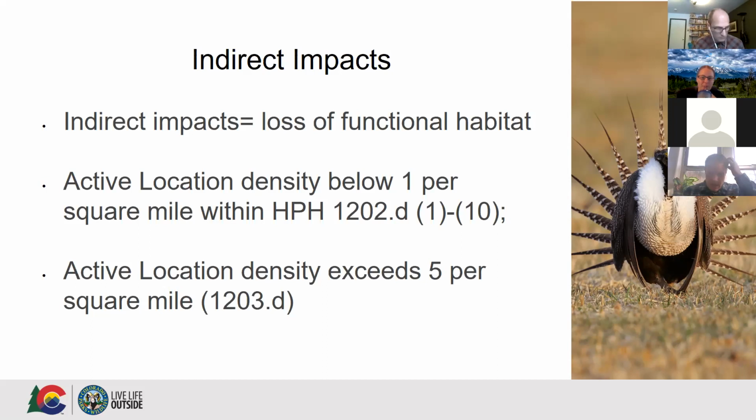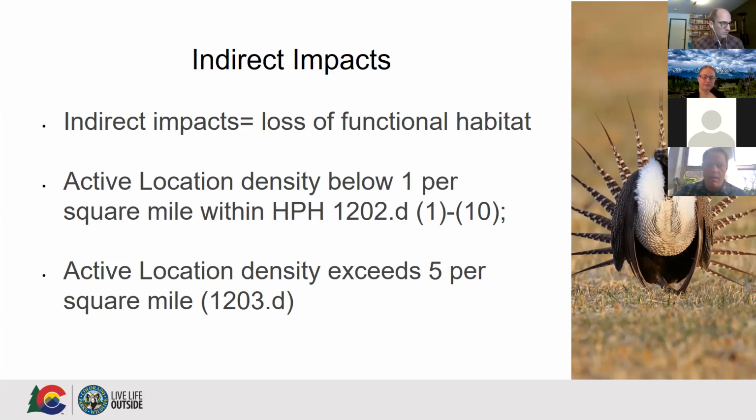production areas. And so we're going to talk about in the next slide how do we figure out if our location density is below 1 per square mile. And then the other trigger is, we're not going to assess indirect impacts if our location density exceeds 5 per square mile. And so there's those two rules referenced where those are, and you can look through those. And so let's start with the first one.